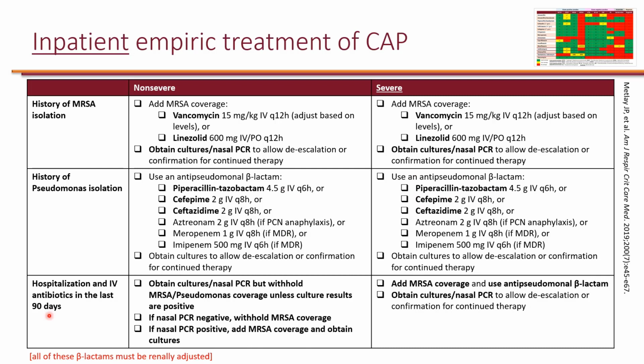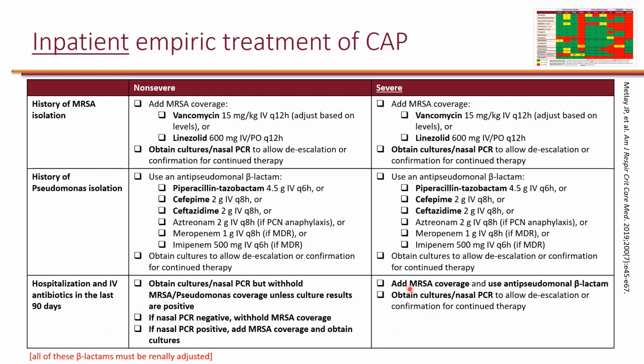It doesn't matter. If the patient has had hospitalization and IV antibiotics in the last 90 days, that's when the strategy is different between non-severe and severe. So for non-severe, you want to obtain culture and nasal PCR, but you do not want to add MRSA coverage and you do not want to start using pseudomonal coverage unless the culture results are positive. So you basically get the culture and you just wait for the results to come back. Now, if the results actually grow MRSA or Pseudomonas, then you can add coverage for those. And if they don't, then you know that you had done the right thing.